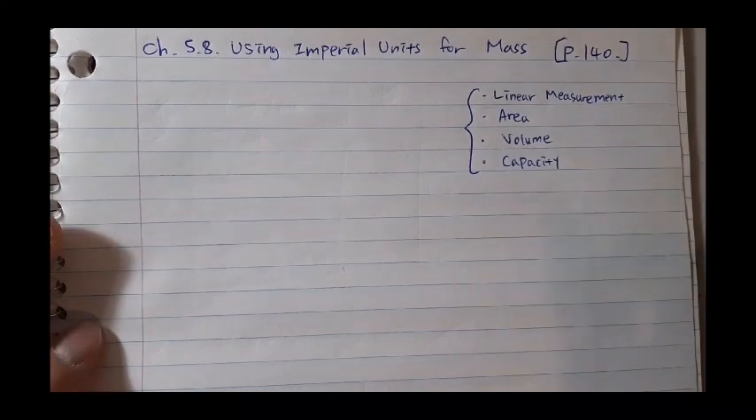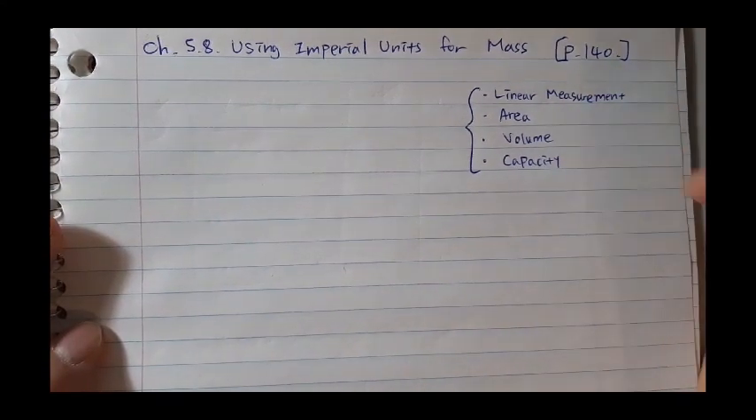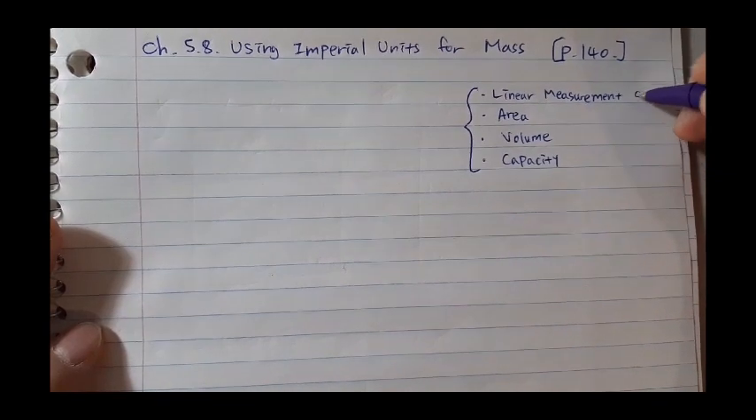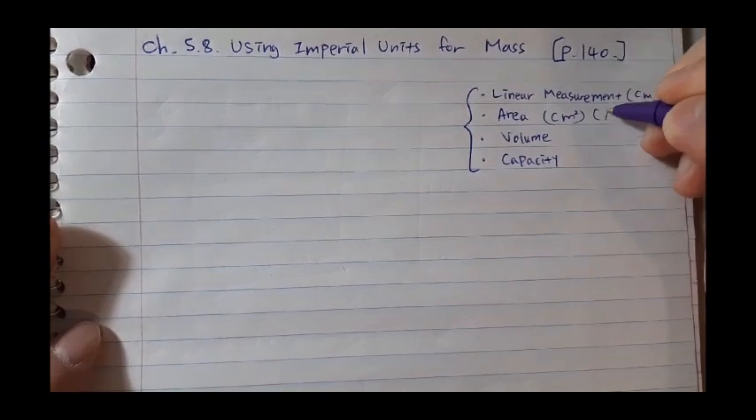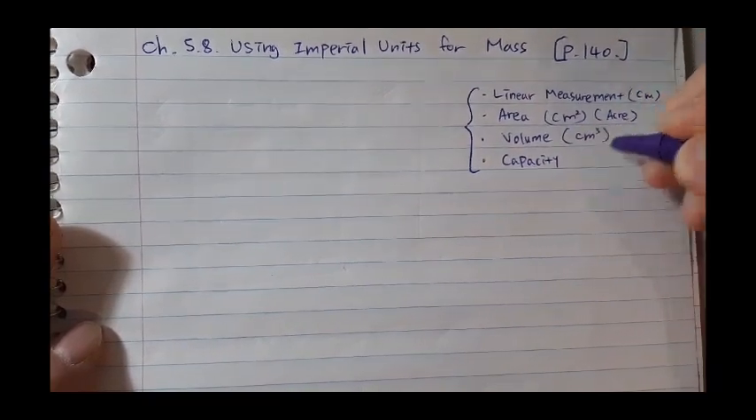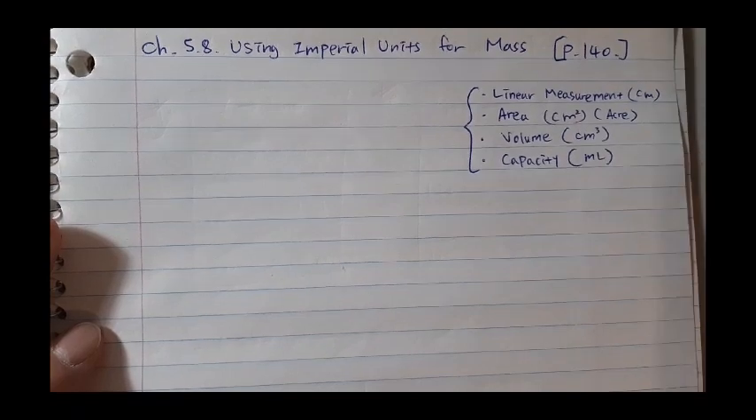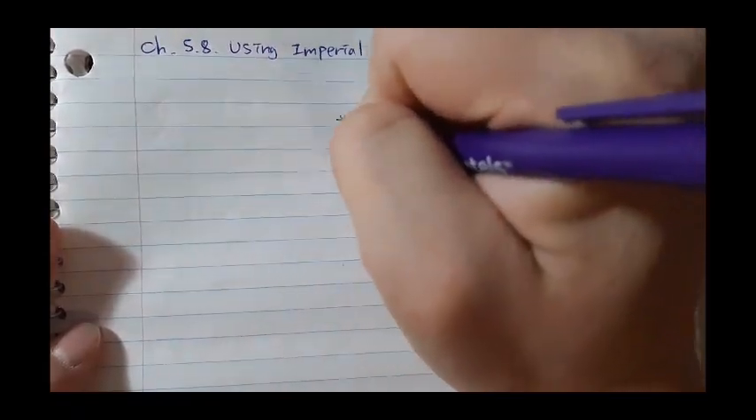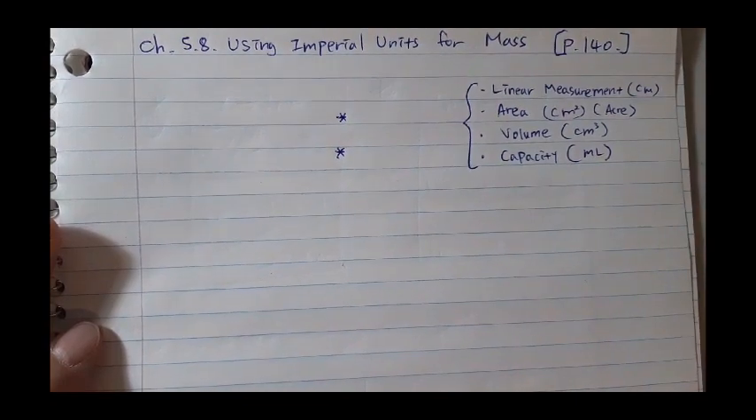Although you don't have a lot of things in common between each other, for example, length can be centimeter, then area centimeter square, or it can be acre or hectare, or volume can be centimeter cube, capacity as milliliter. As you may notice, we have different types of unit. However, we still use two different methods to solve each question.